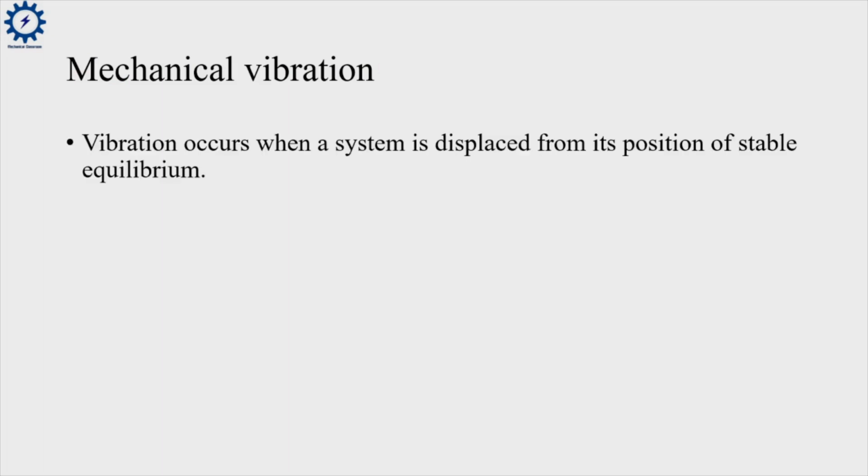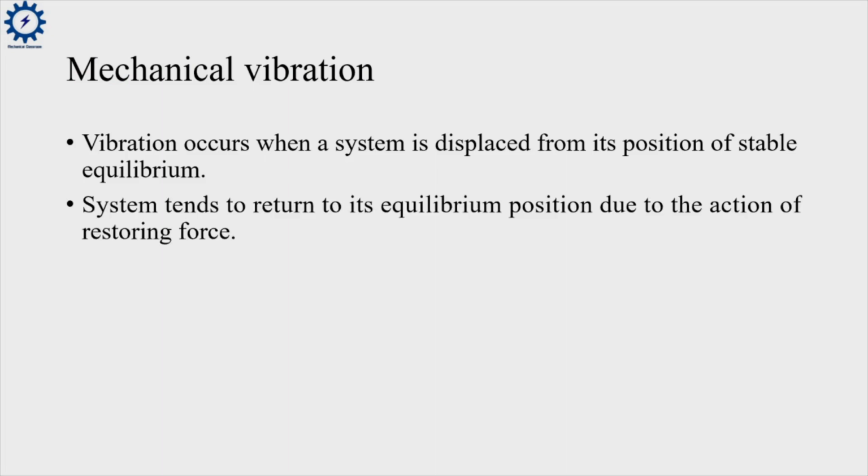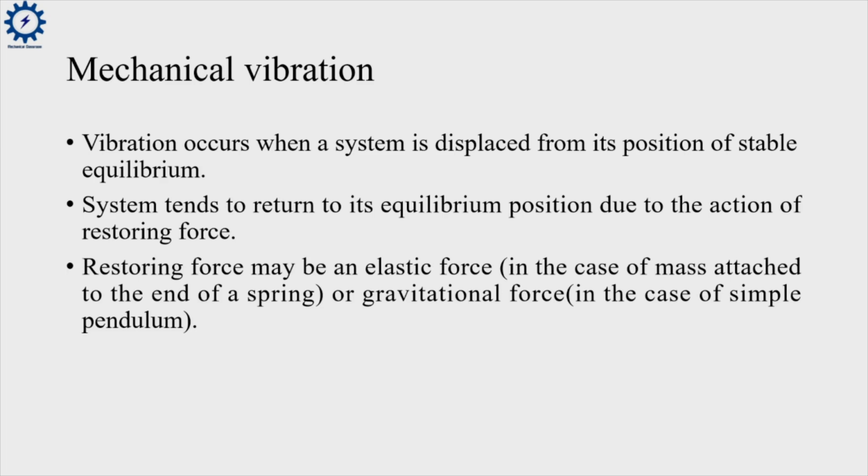Vibration occurs when a system is displaced from its mean position. The system tends to retain its equilibrium position or mean position due to the action of a restoring force. This restoring force may be of different types. It is elastic force in the case of a mass attached to the end of a spring, and it is gravitational force in the case of a simple pendulum.